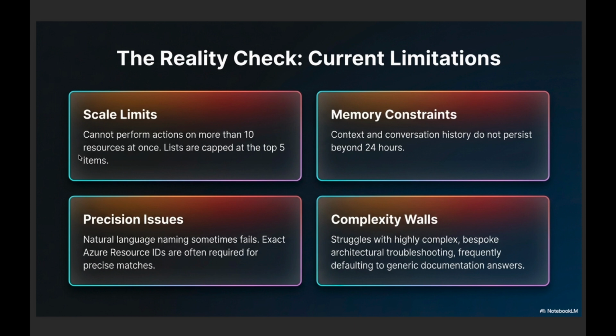And then we have the memory constraint. All the conversation and context history does not persist for more than 24 hours. So if you had a conversation in Copilot regarding some issue, or you were chatting to learn more about any service, it will not have any information by tomorrow.